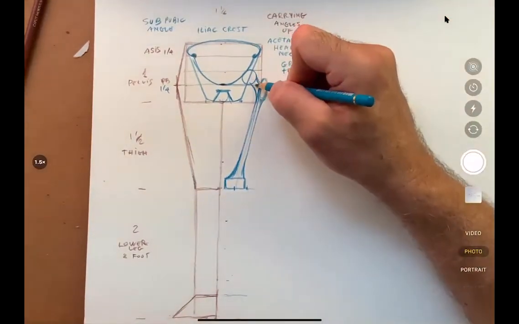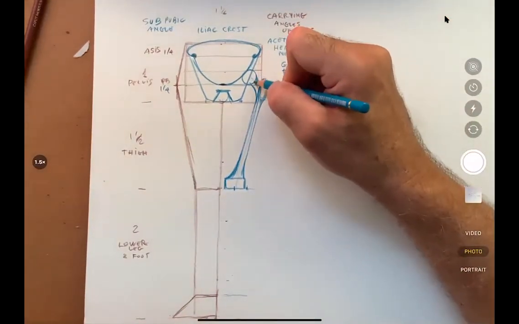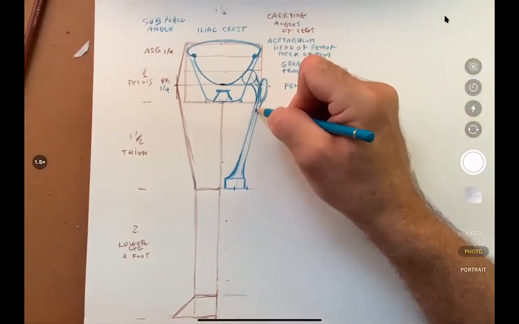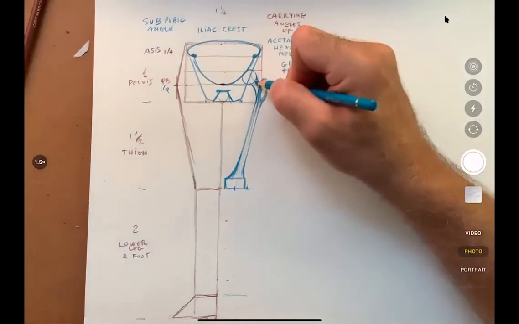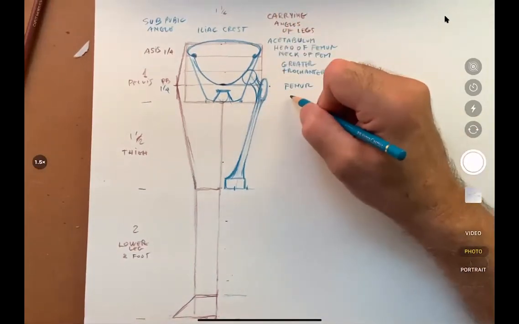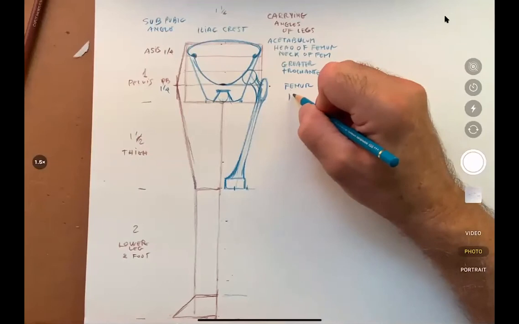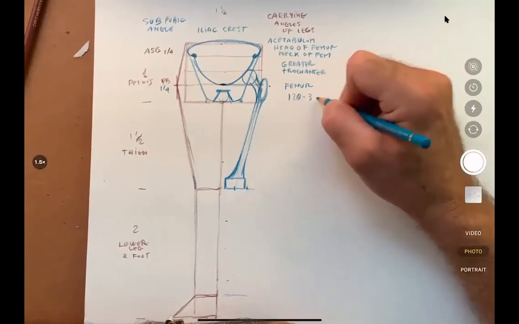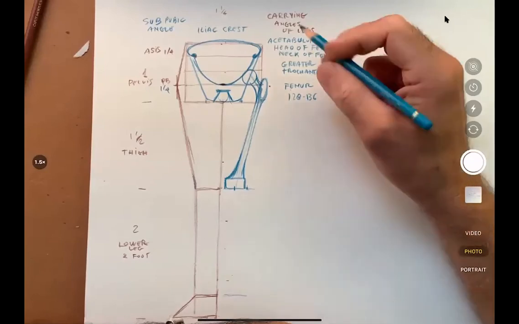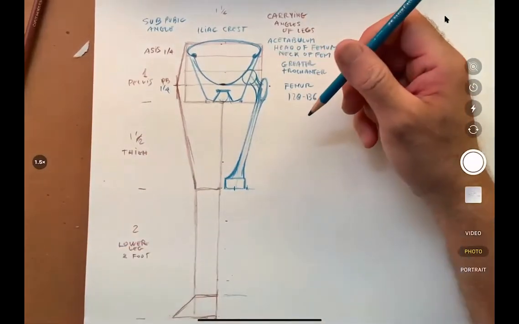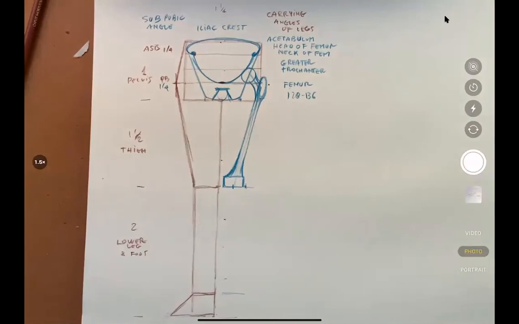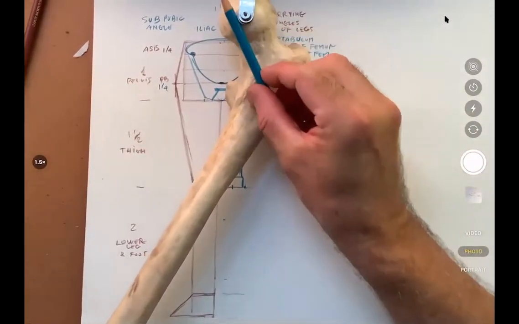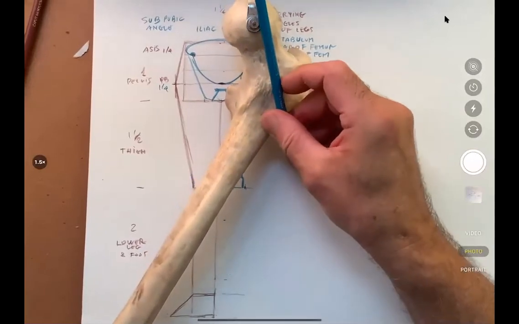The neck of the femur, right? The neck of the femur is going to be angled at an angle here bigger than 90 degrees. It's going to be about 126, 130, 136, something like that. But this angle needs to be bigger than 90 degrees. See that? This angle here compared to this angle here. See how big it is, right?